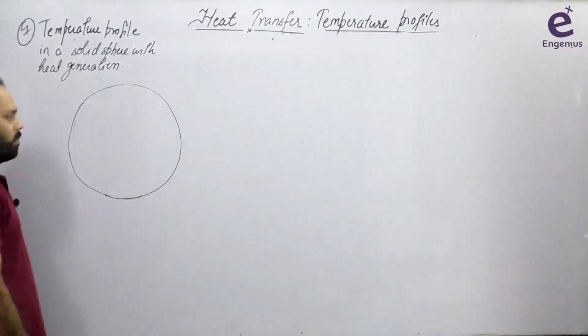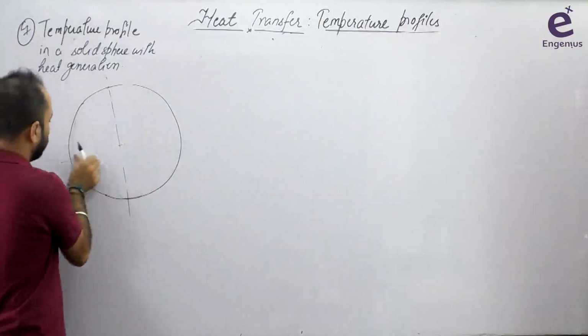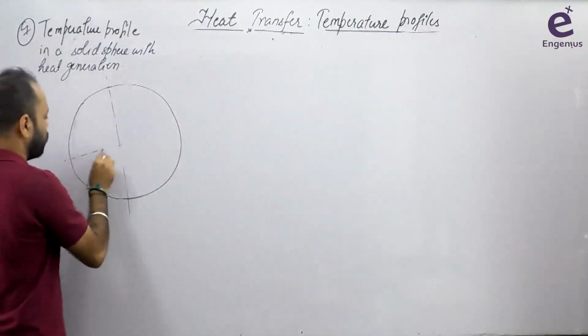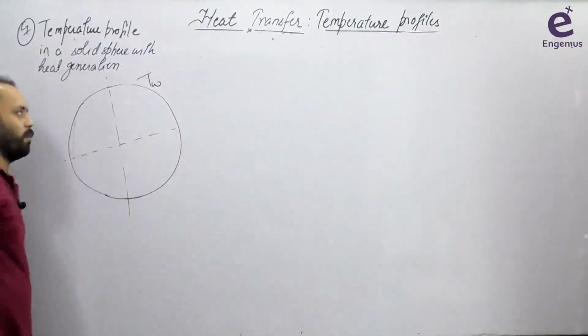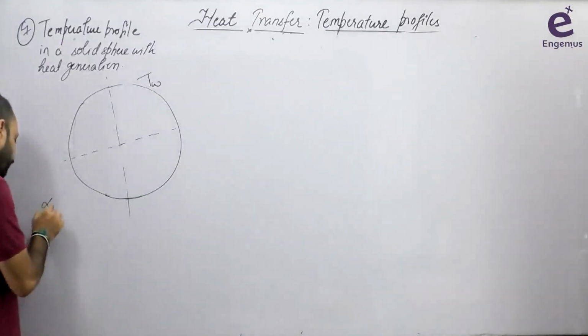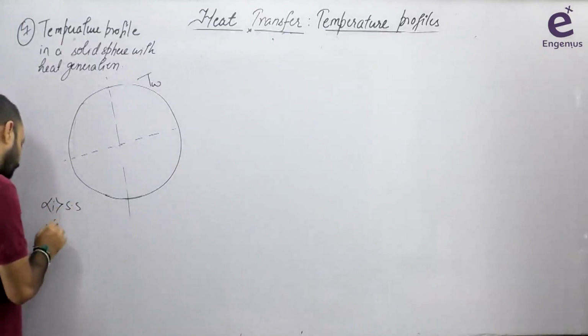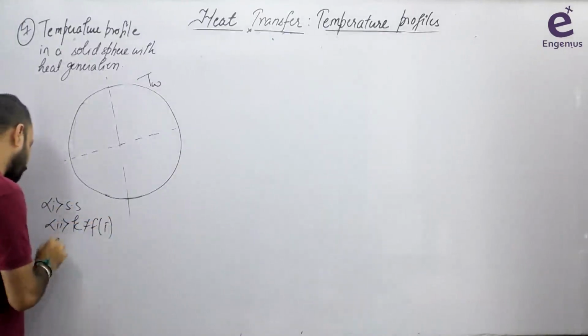Right. So this is a sphere. It's a solid sphere, so I can't take an inner surface. The only thing I know is the surface is maintained at a temperature Tw, and there is a uniform volumetric rate of heat generation. First assumption, steady state. Second assumption, thermal conductivity is not a function of temperature. Third assumption, heat transfer in radial direction only.